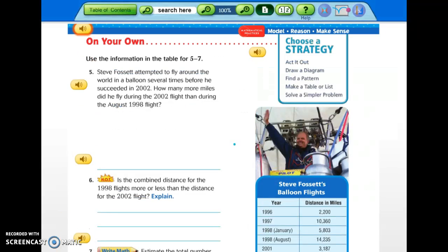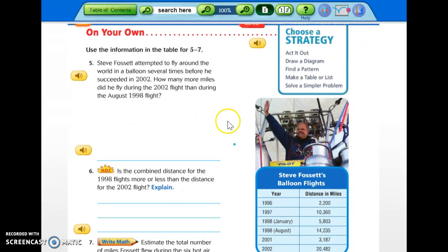So on the last page, this is on your own. Okay, so I'm going to give you some tips and tricks to help you solve this, and then you're going to finish it and turn it into me. Staple it with your name and date on it, please. Okay, so you're going to use this chart right here to answer your questions.